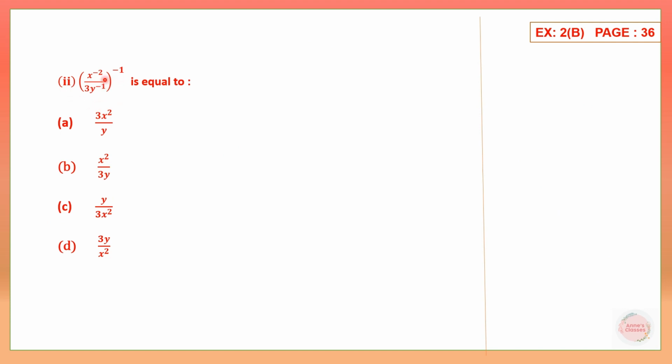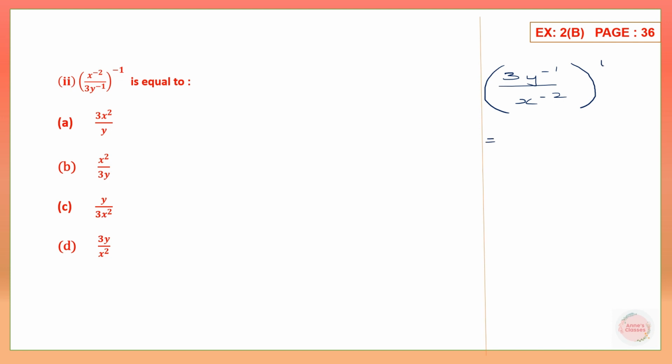Question 2. (x to the power of minus 2 by 3y to the power of minus 1), the whole raised to minus 1, is equal to which of these options? Now here the power that is raised here is a negative power. So if I have to make that positive, I have to write the reciprocal of this. So let's write the reciprocal. So that is 3y to the power of minus 1 by x to the power of minus 2, and this whole thing is raised to the power of 1. It's become positive. That means it's the same. So you don't have to multiply this anymore.